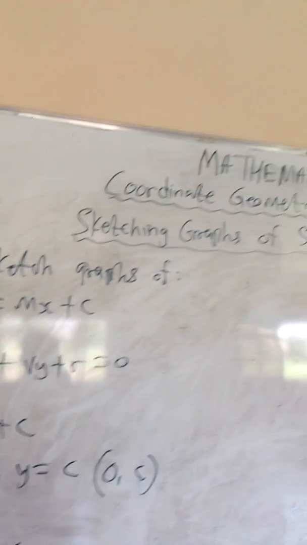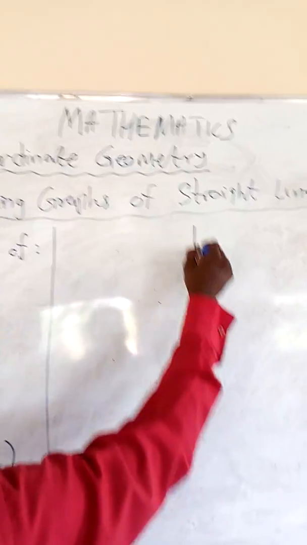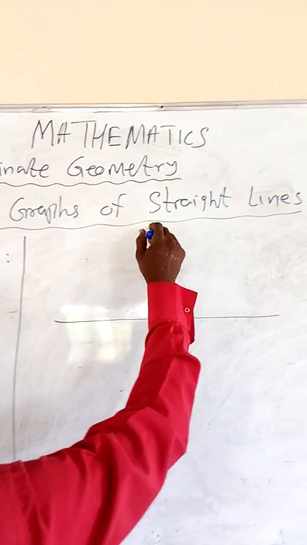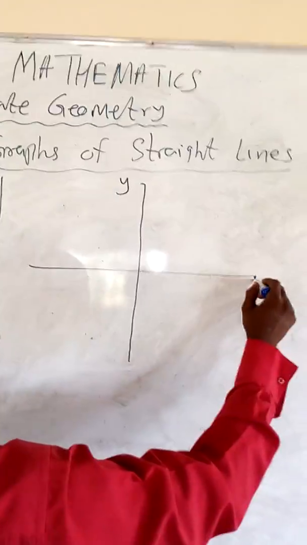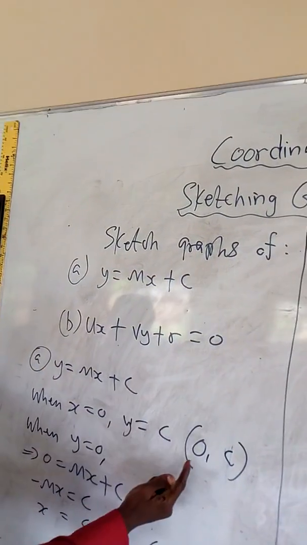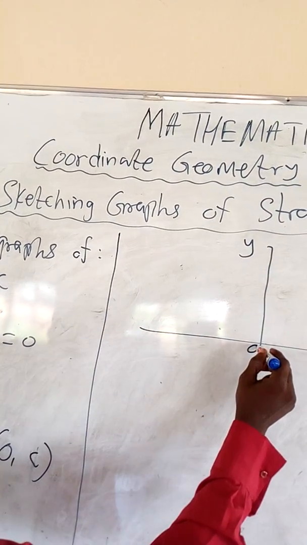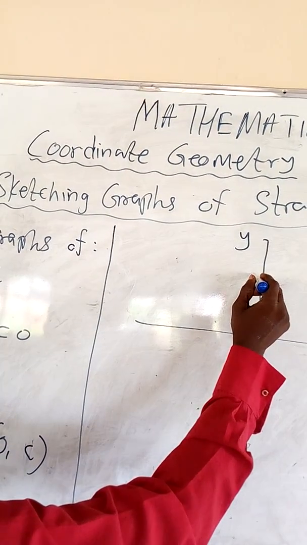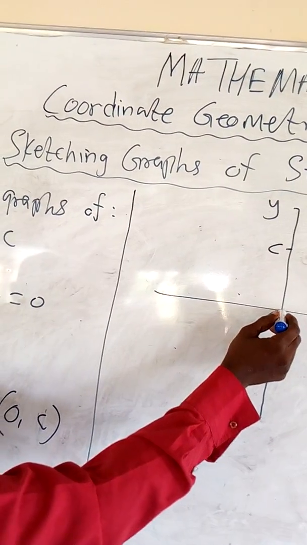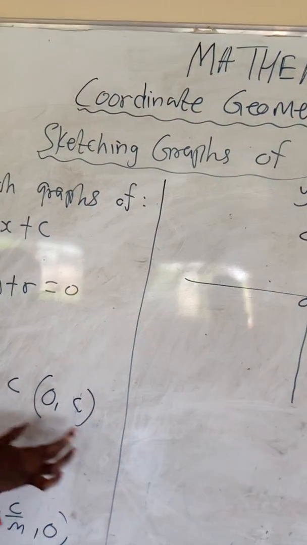Hence the graph. To sketch the graph this way, we assume this is the y-axis and this is the x-axis. Now, in the first coordinate, when x is 0, y is c. This is the 0 point. Then is the value of y and this value of c here. So when x is 0, then y is c. This is the point for this coordinate alone.